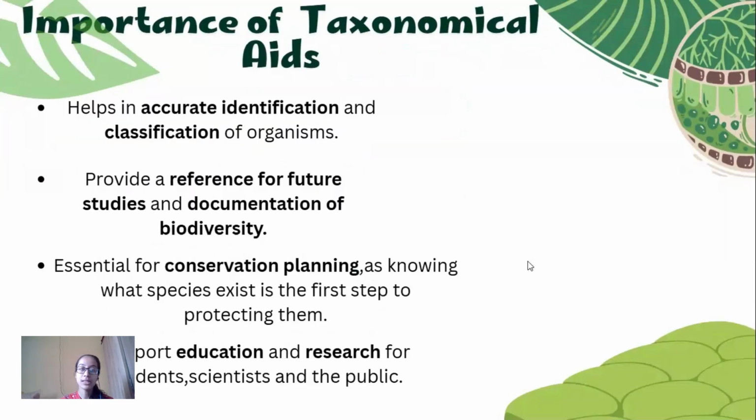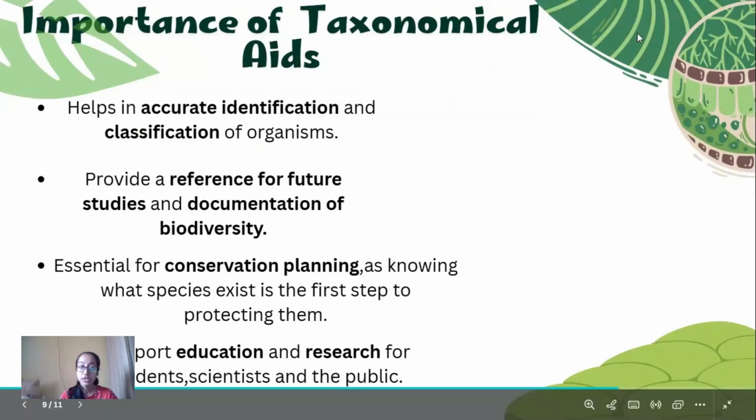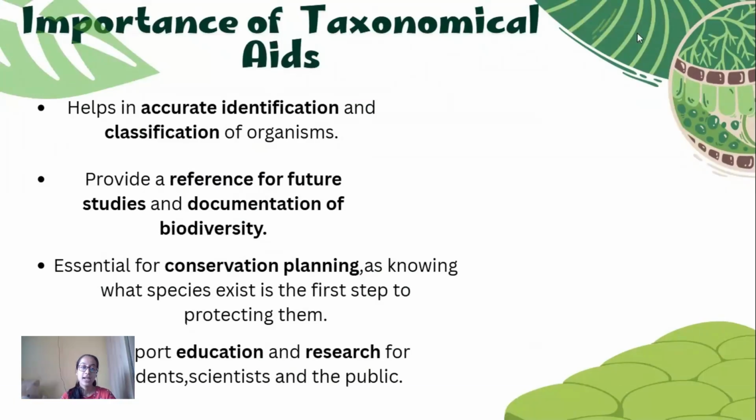Now we'll be discussing the importance of taxonomical aids. It helps in accurate identification and classification of organisms. It provides a reference for future studies and documentation of biodiversity. It is essential for conservation planning, as knowing what species exist is the first step to protecting them. It also supports education and research for students as well as scientists.